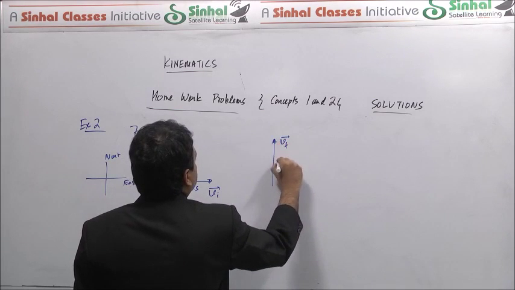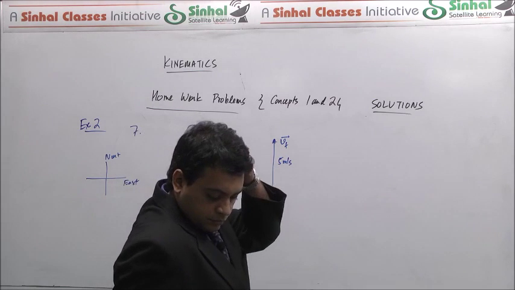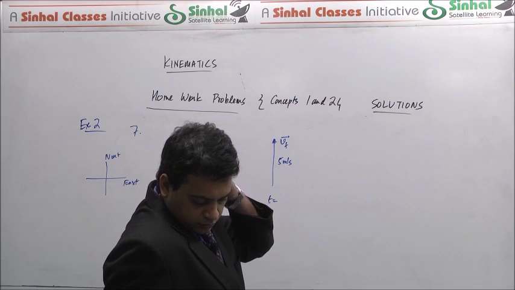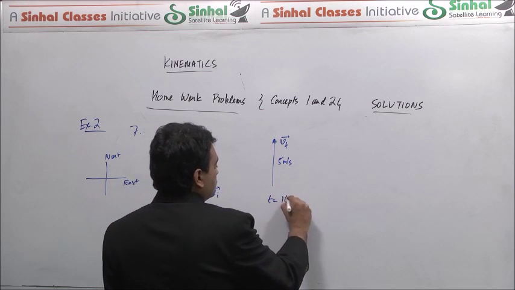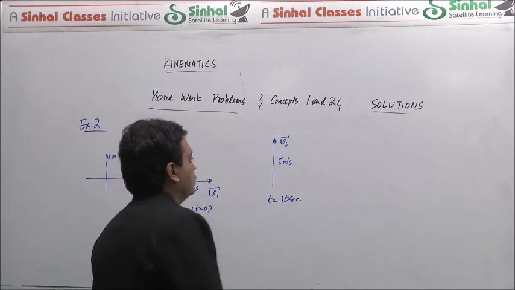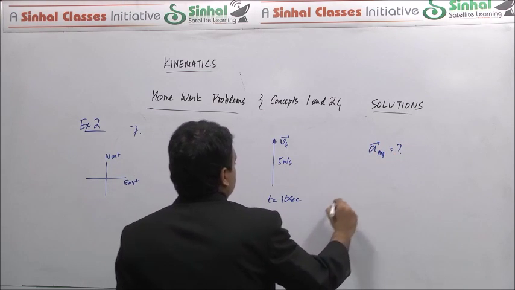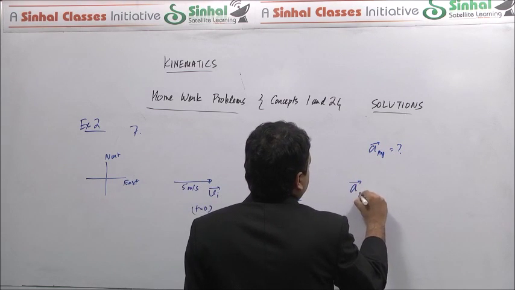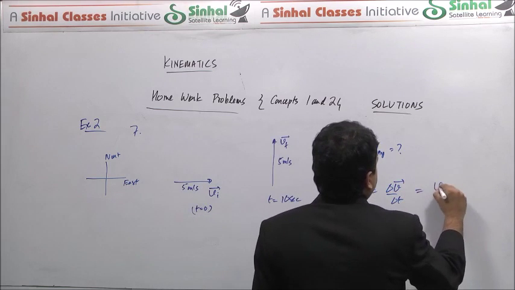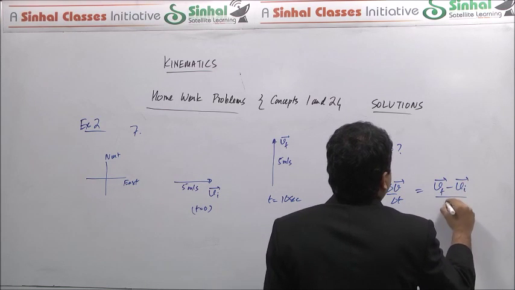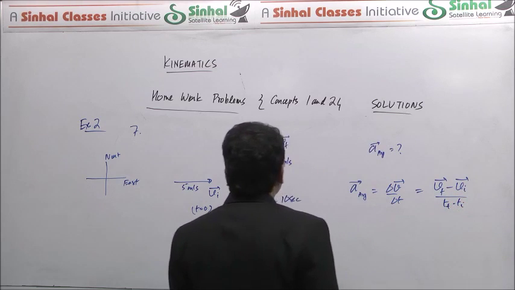And the final velocity is 5 meters per second due north at a time of 10 seconds. So we want to find out the average acceleration. So change in velocity upon time. So that is final velocity minus initial velocity upon time, right?